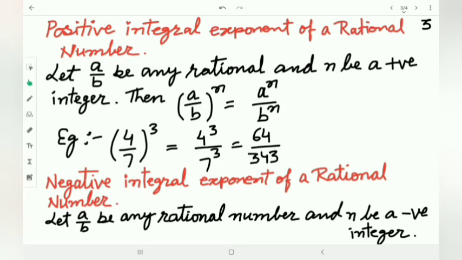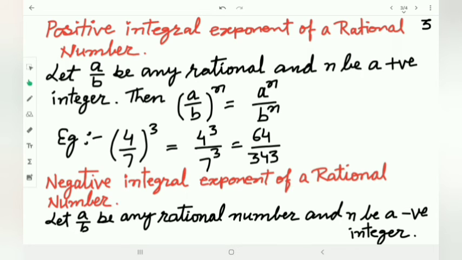Here you have to focus. I have taken a upon b and simply distributed the exponent to a and b according to the law of exponents, and you have to simplify it. As for example, 4 upon 7 raised to the power 3, which is equal to 4 raised to the power 3 upon 7 raised to the power 3, which is equal to 64 upon 343. But in the case of the negative integral exponent of a rational number, here you have to observe nicely.